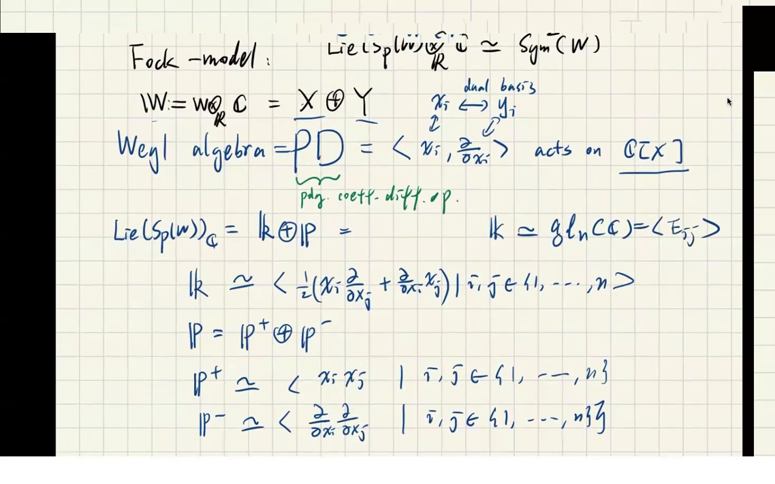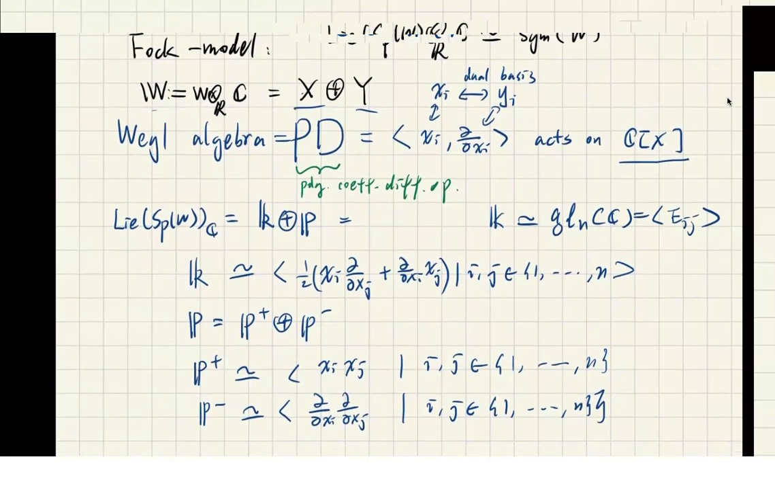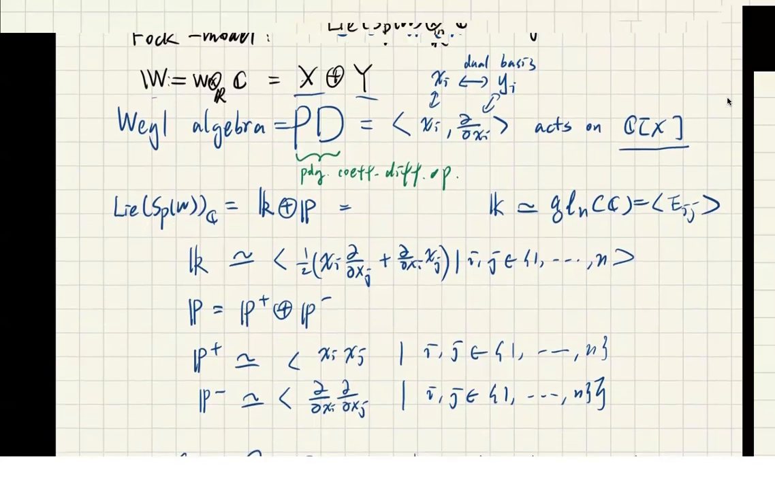So then you can define, right, I'm a little bit confused. I think this is a correct one. So you can map E_ij to this operator.